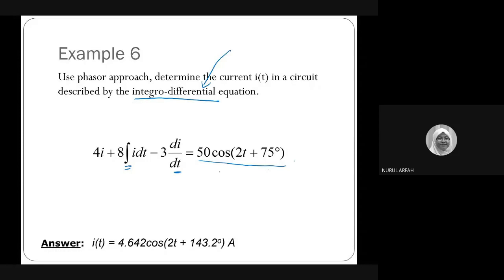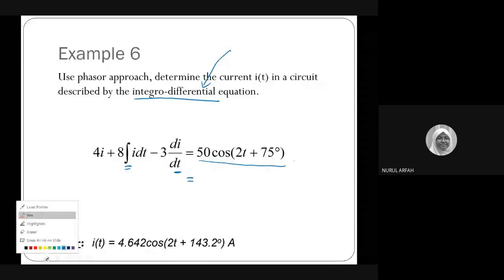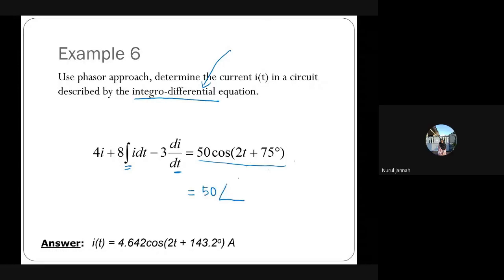So for this, how do we solve the right side first? What is it in phasor form or polar form? Any suggestion? Okay, 50, 75 degrees. Yes, very good, 75. All right. Okay, what about the 4i, number 1?